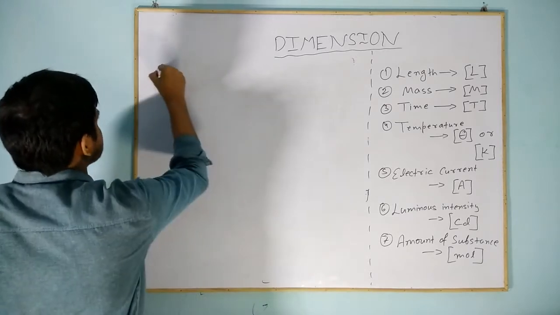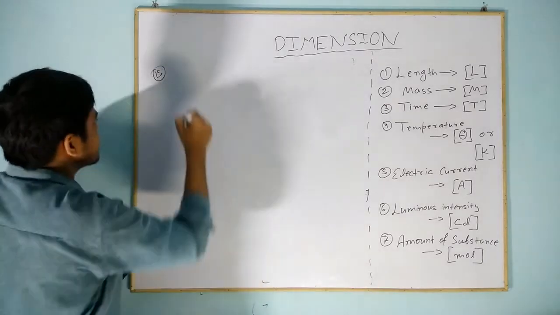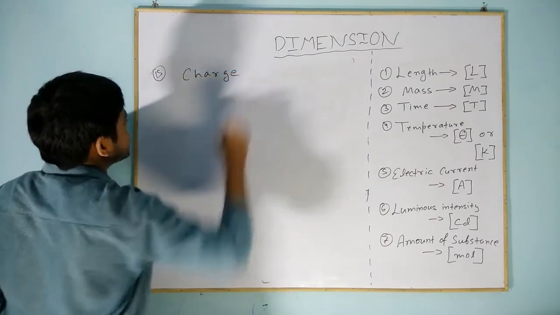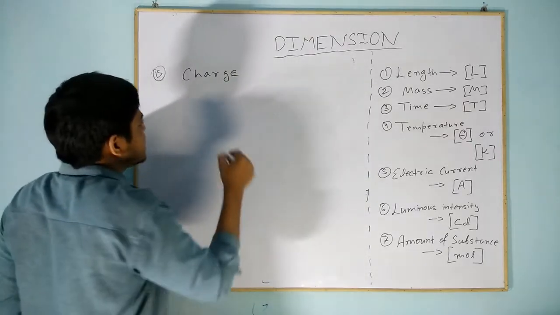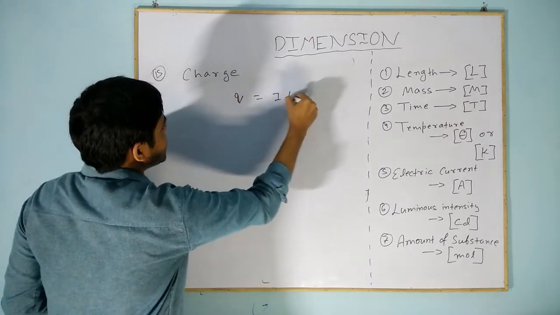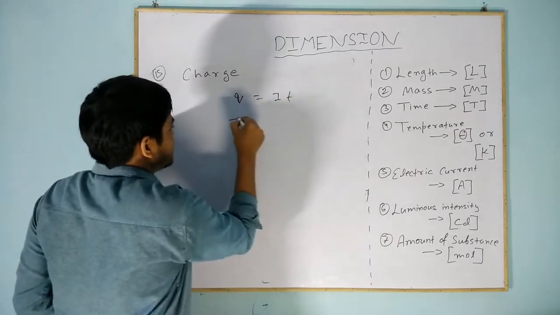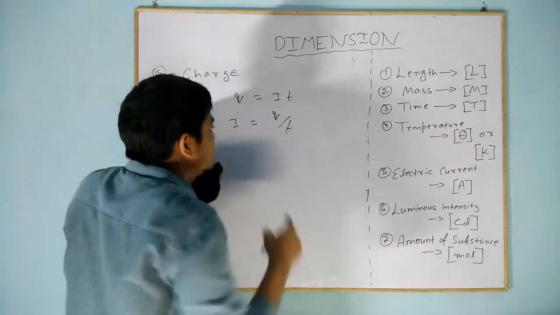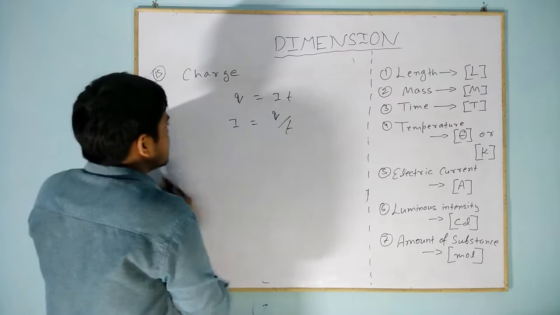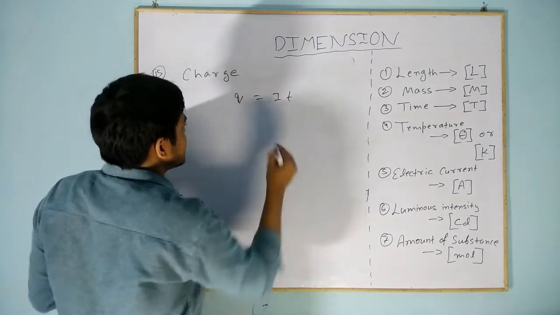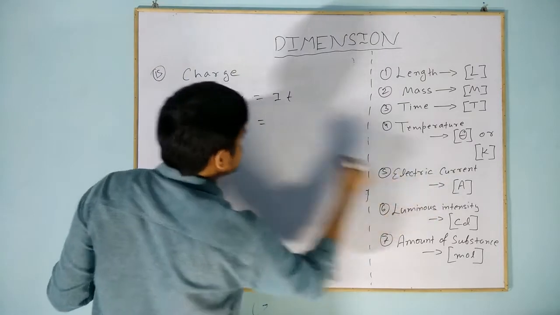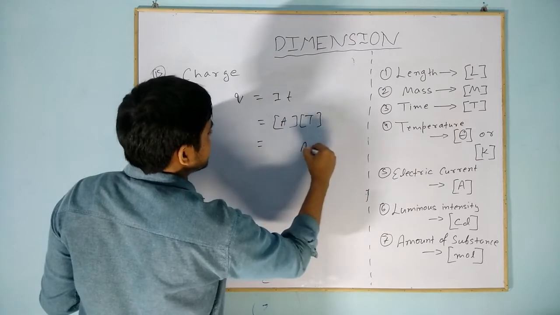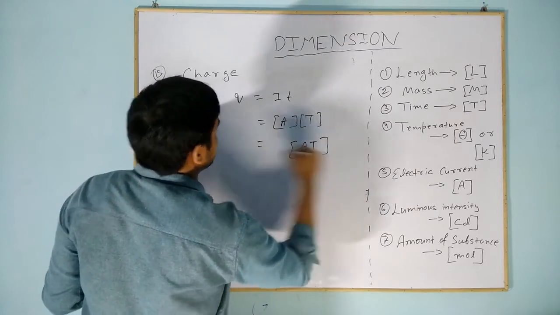Let's take some more physical quantities. Let's find the dimensions of charge. We know that Q is equal to IT, so I is equal to Q by T. Rate of flow of charge is called current. We know it. So from this formula, current has a dimension A, and time has a dimension T. So AT is the dimension of charge.